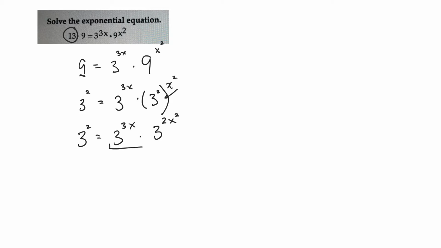Okay, now these are the same base and I'm multiplying, so I can add exponents. So it'd be 3 to the 3x plus 2x squared is equal to 3 squared. Okay, going good. Now I have the same base, so I can drop the base and equate the exponents. So it'll be 2 is equal to 3x plus 2x squared. Now I've got a quadratic.